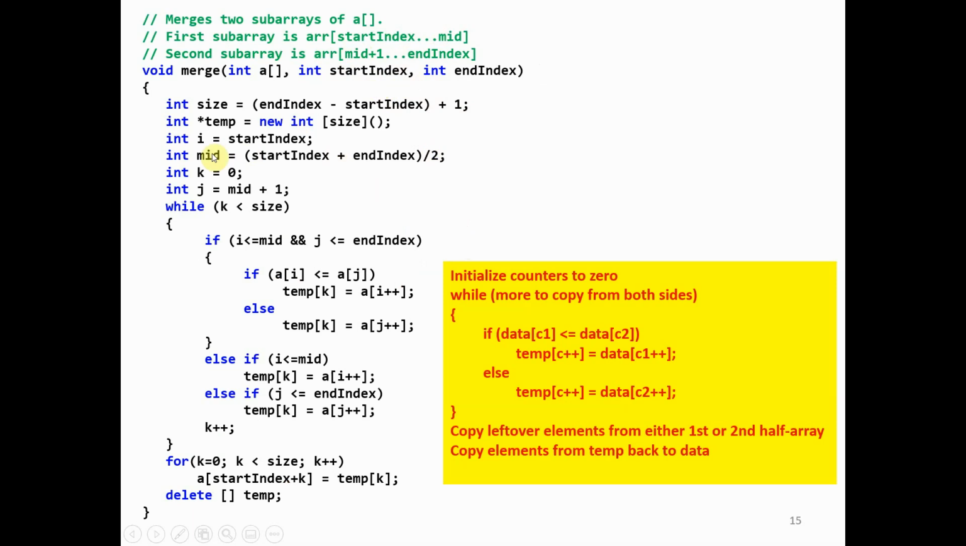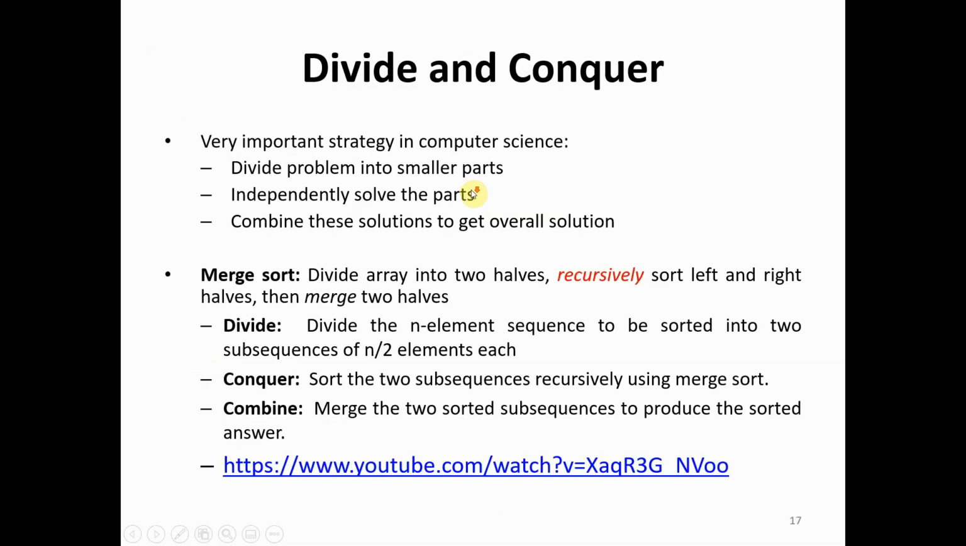Here, because we are finding the mid by averaging the start and end index, if the size of the array is even, then these two subarrays would have the same size. But if the size is odd, the first subarray would have one extra element, which doesn't matter. We didn't assume that the sizes of these two subarrays have to be the same. So keep in mind that the sizes are not necessarily the same. The same thing here.